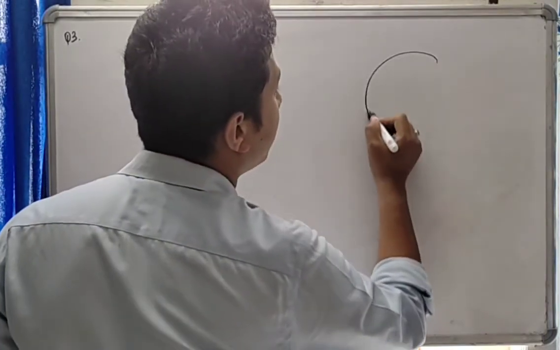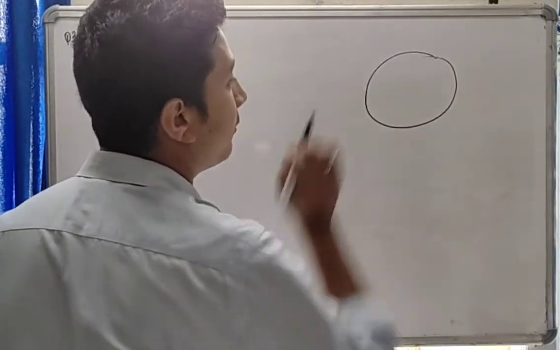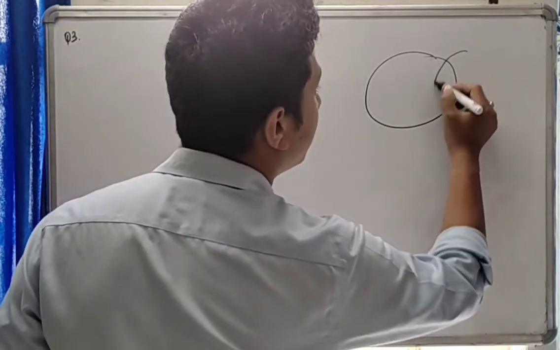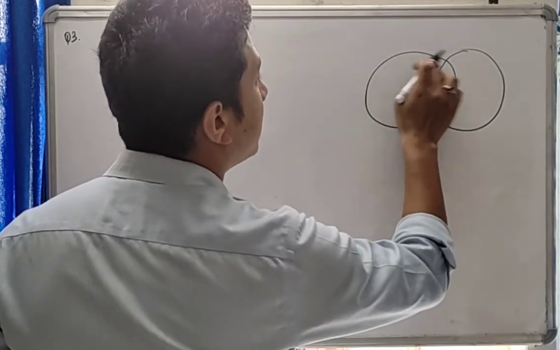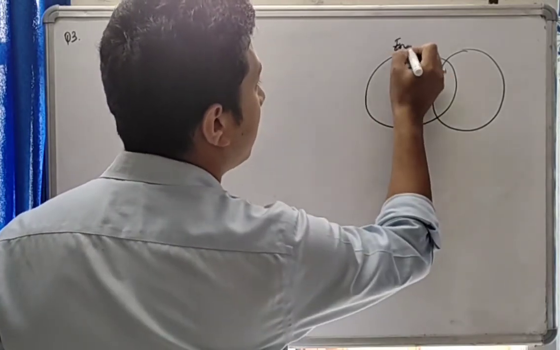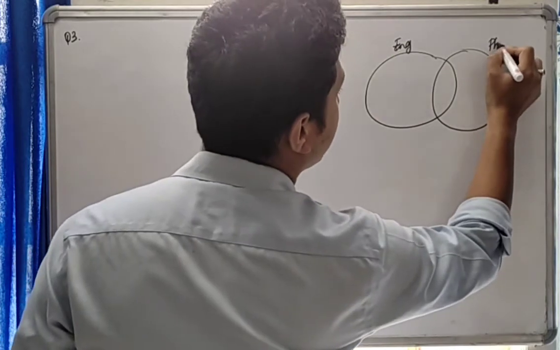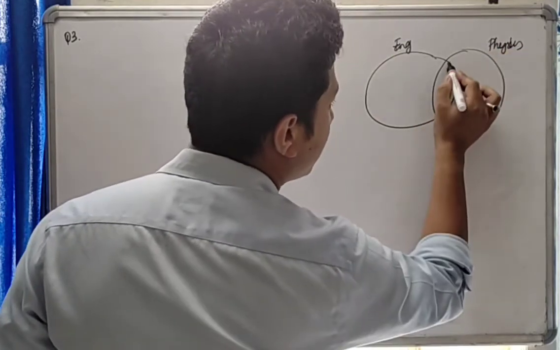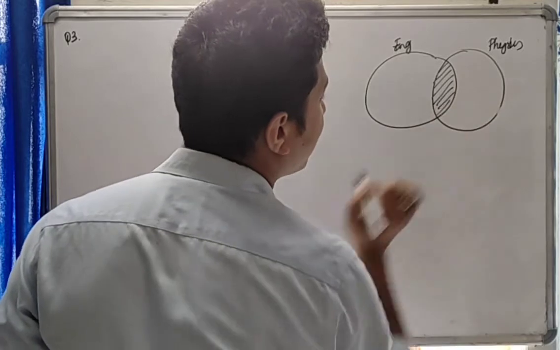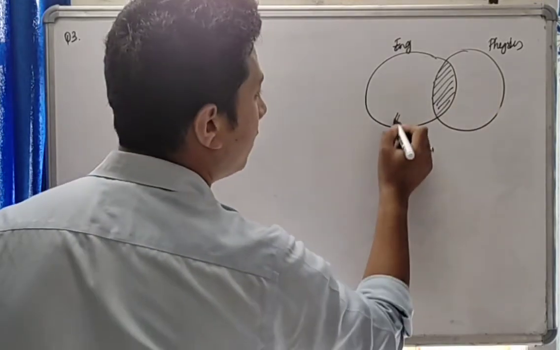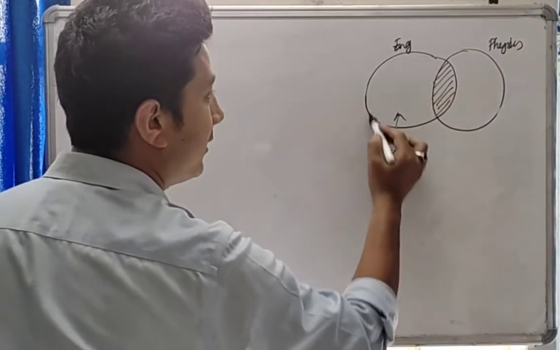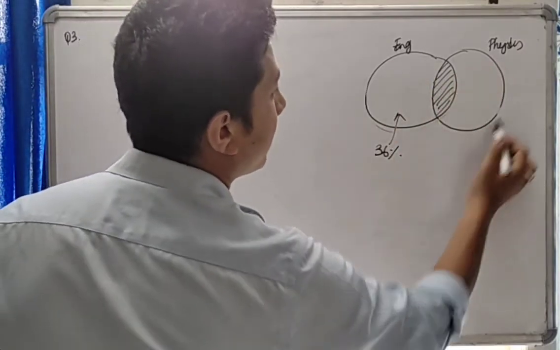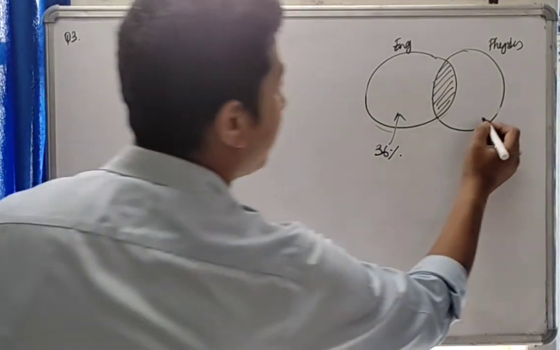So there's a combined examination going on. I'll solve this question with the help of a figure, so that will be clear for you. In this figure, the first circle is for English, the second circle is for physics, and the common part is for both English and physics. Therefore total percent failed in English was 36%, and in physics 28%.